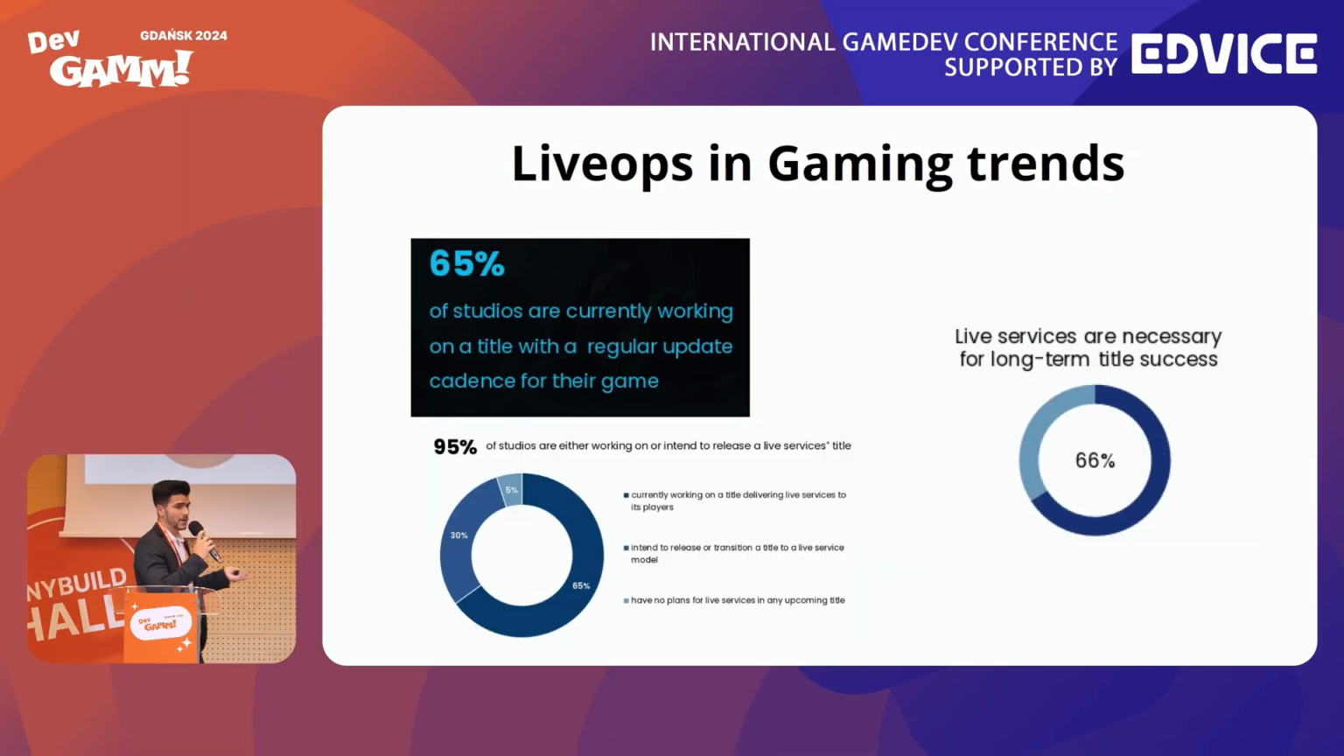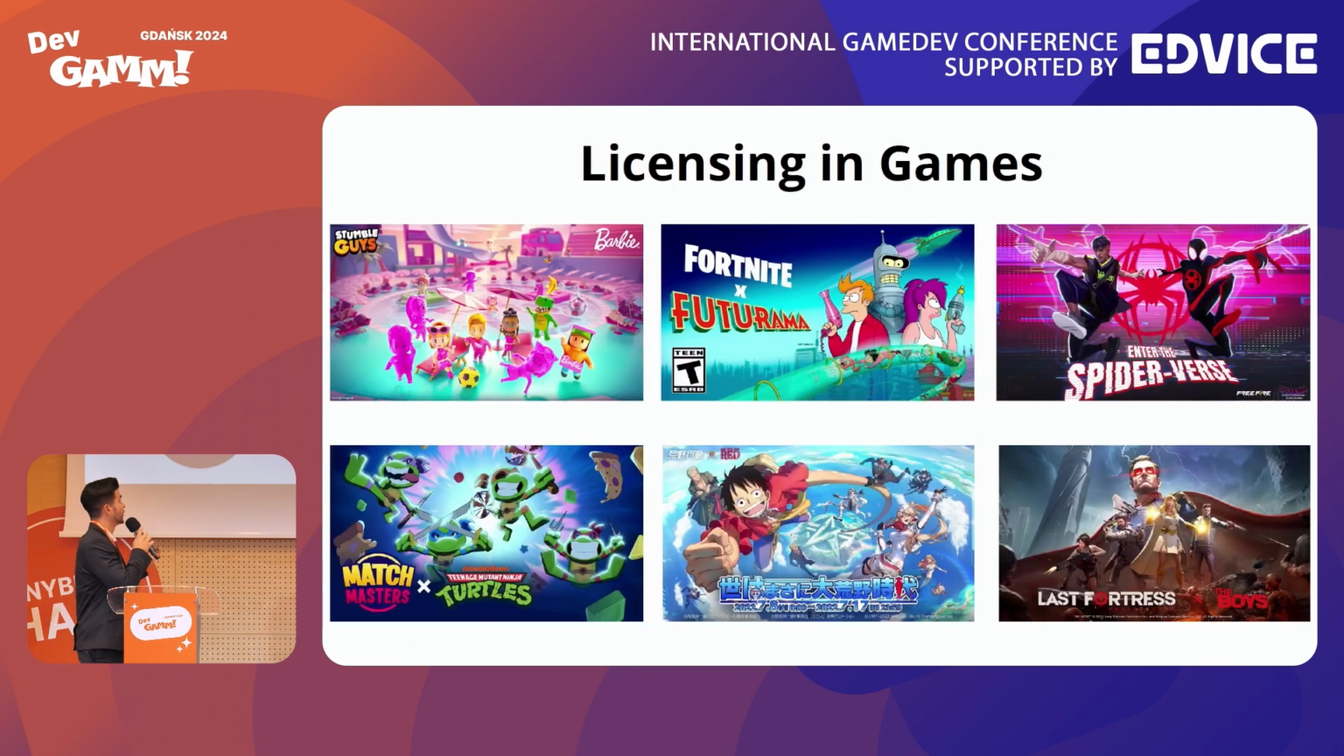But let's see how liveops in the gaming industry is right now. According to the Gaming Griffin report that we got a few weeks ago, we've seen that 90% of the studios right now are working on or intending to release a game based on live services, right? And over 65% think that live-ops services are necessary to the games and to the future of the industry, right? So this leads us to bringing licensing into games.